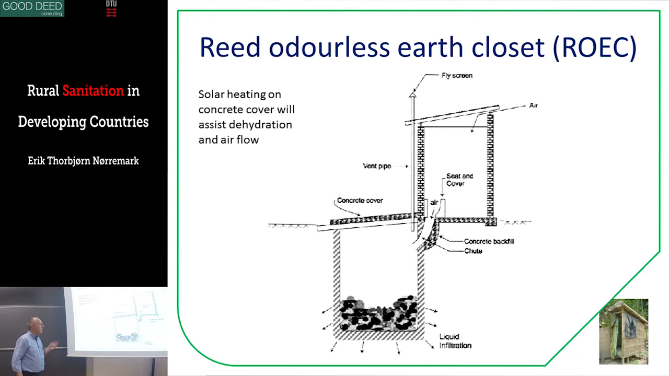This model is also from South Africa, or used in southern Africa. It's actually called a reed odorless earth closet. I've seen it in function in South Africa. It's a very smart concept where the concrete cover on top of the pit will heat up, and the hot air will make sure that you get a ventilation, and it will assist with dehydrating the waste. The only problem is this chute. You have a seat, and then you have something going a little bit like this into the pit. It's a little bit tricky to clean. But many people are using them in southern Africa.